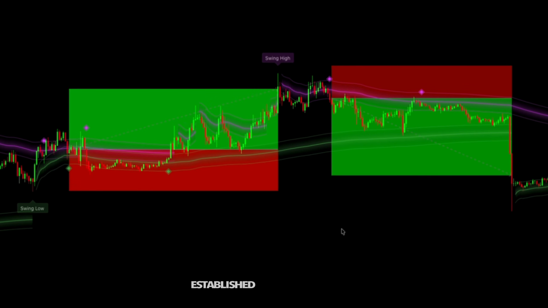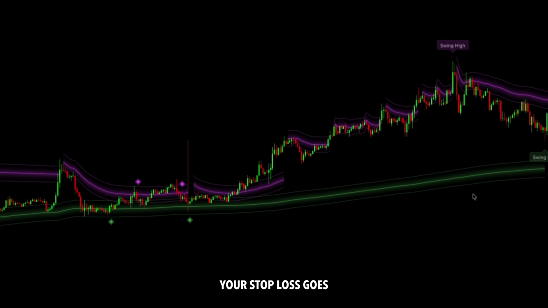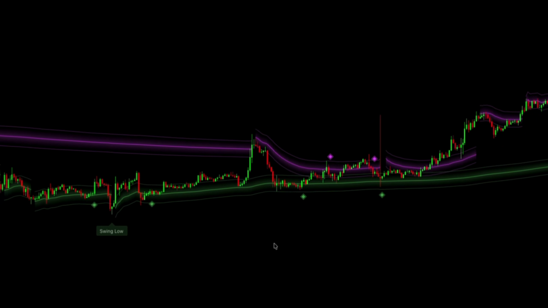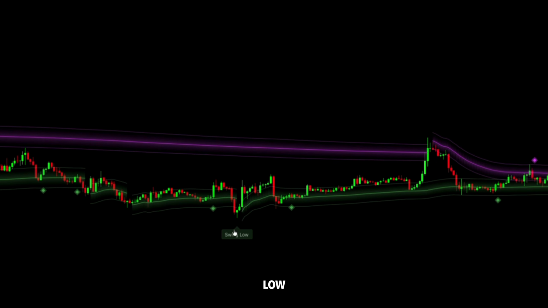You are selling into established bearish structure on a retracement. Your stop loss goes just above the recent swing high. Your take profit can target the lower green band or a previous swing low.